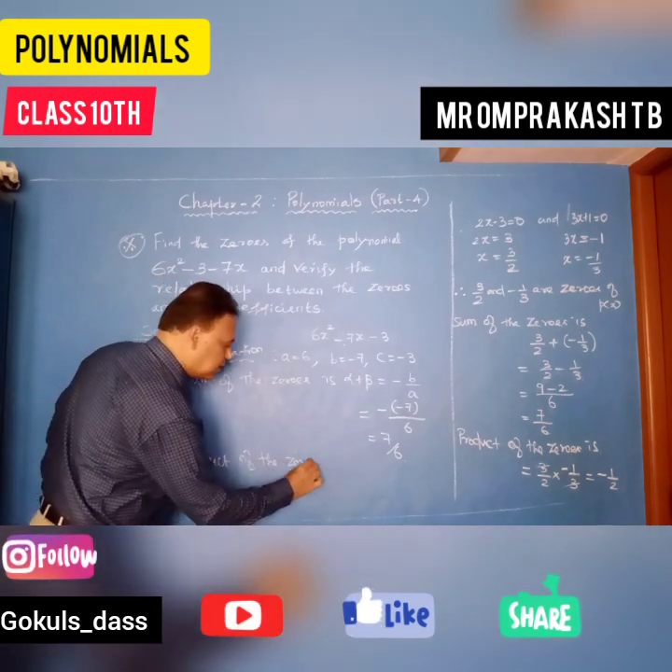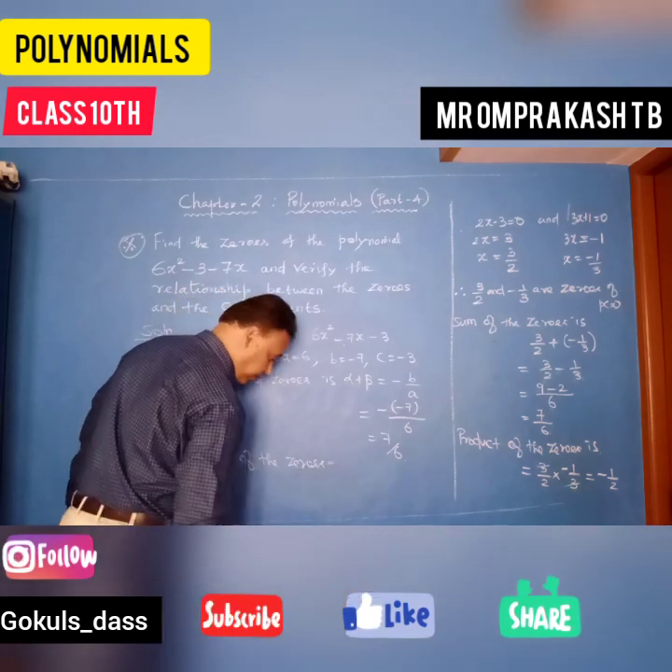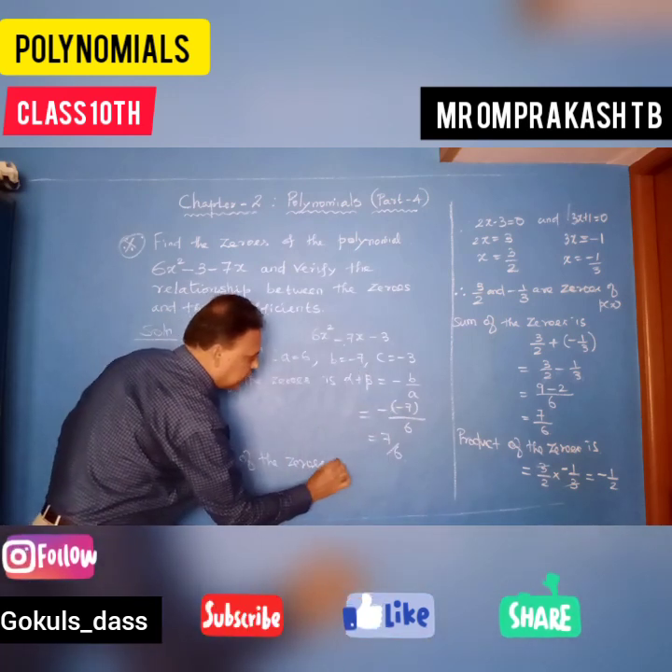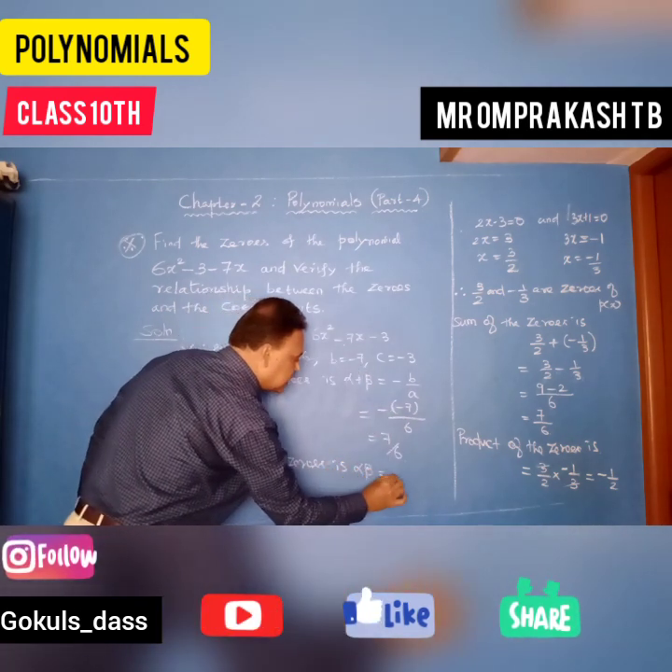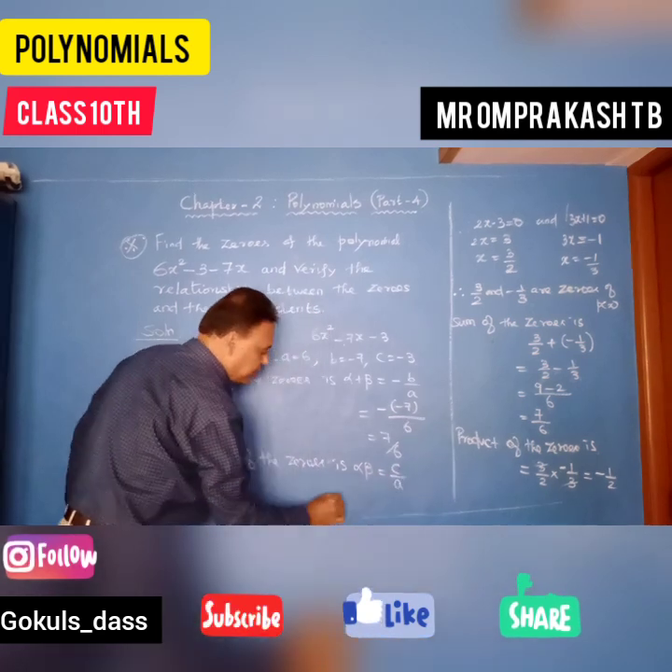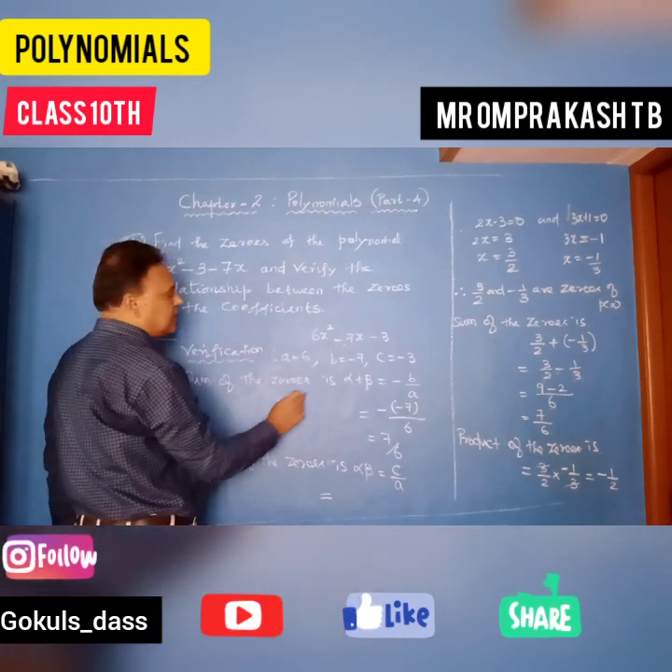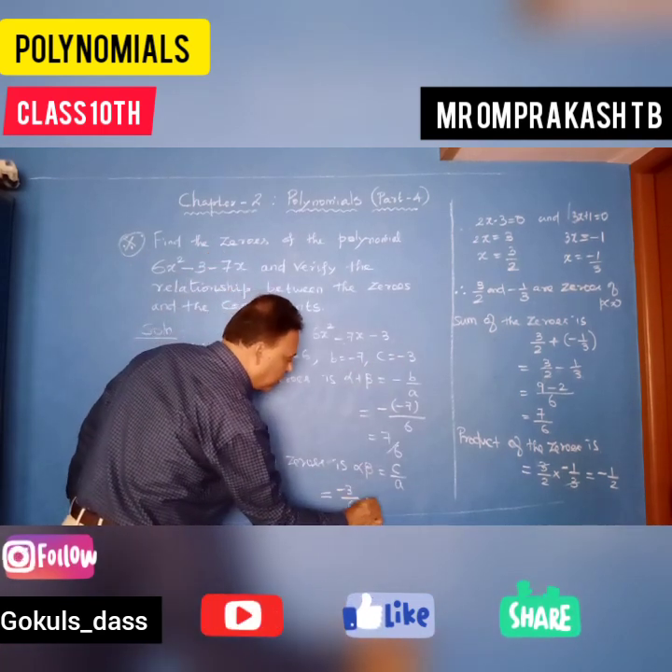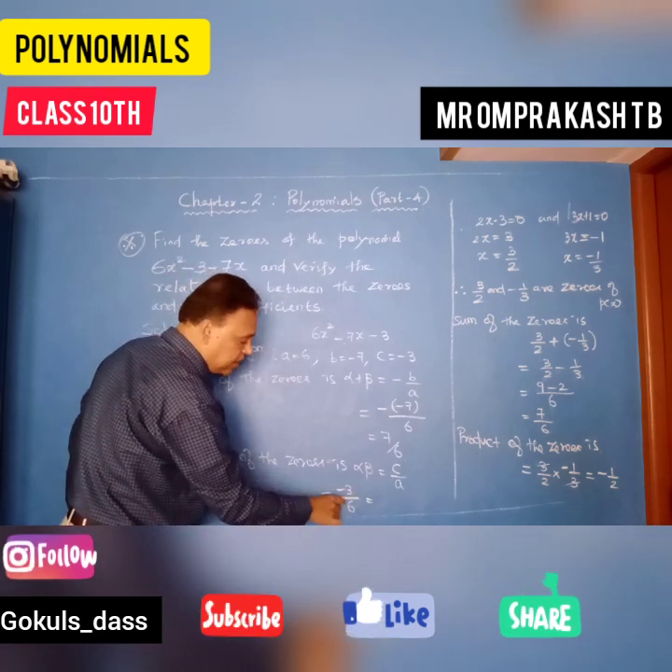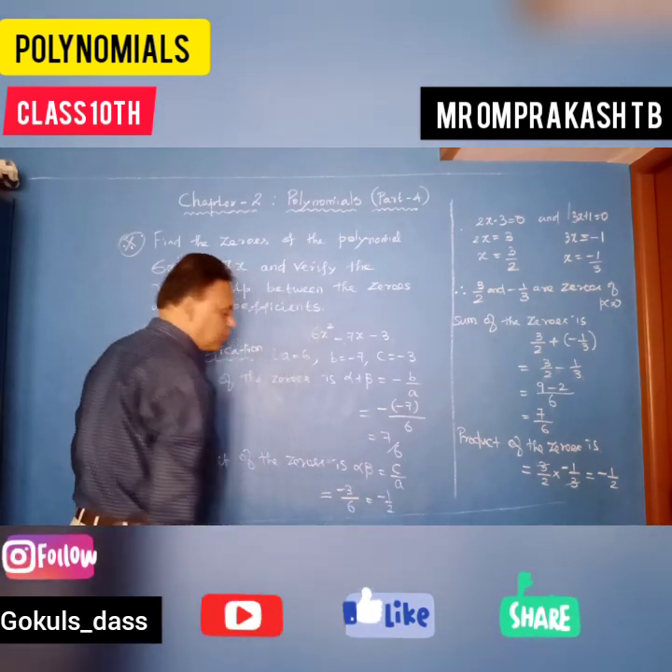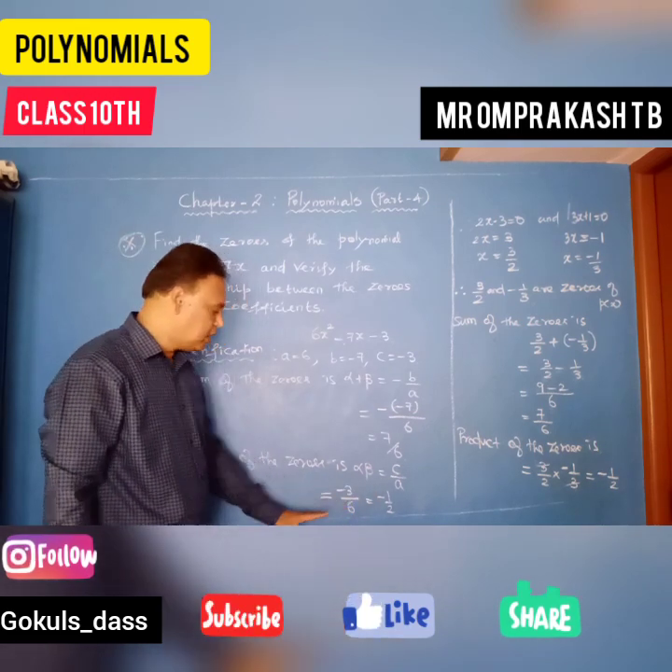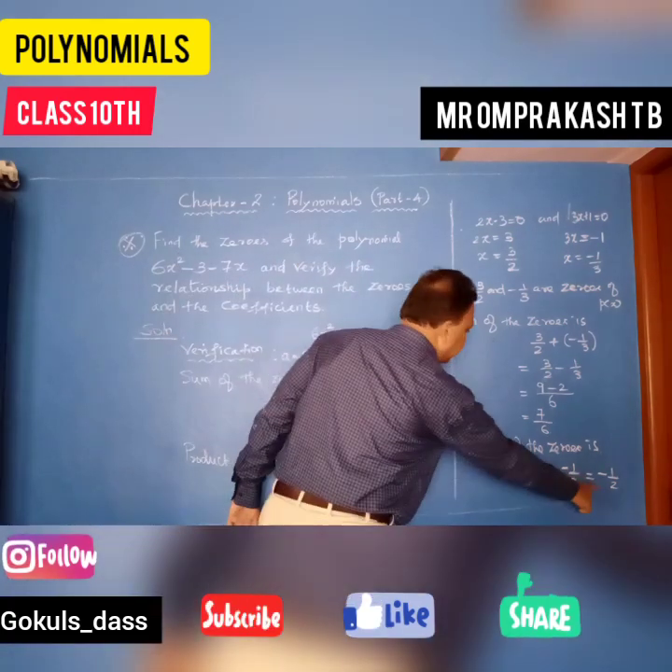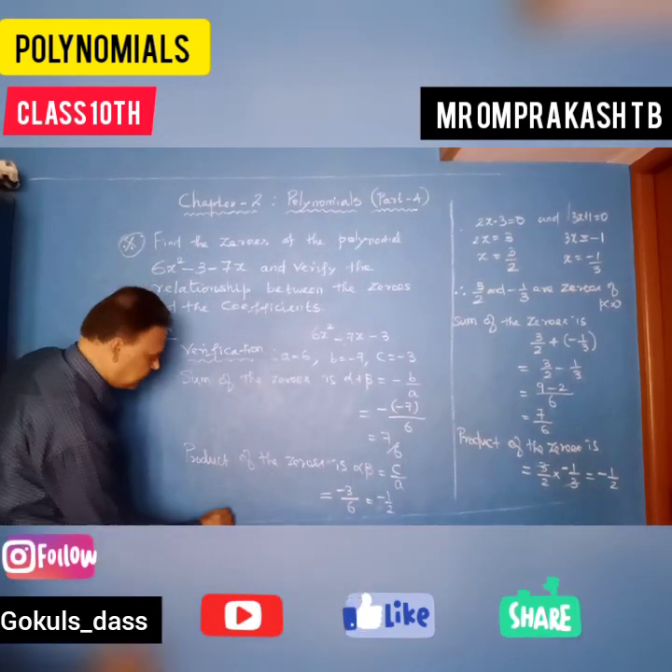Product of the zeros is alpha beta, that is equal to c by a. The formula, remember. So what is c here? c is minus 3 by, what is a? 6. So the common factor is 3 here. So minus 1 by 2. You cancel, it means minus 1 by 2. So now the product of the zeros also you got minus 1 by 2. Here also minus 1 by 2. So hence verified.